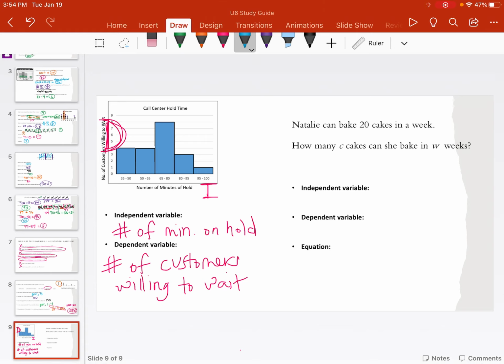All right, over here in our situation, Natalie can bake 20 cakes in a week. How many C cakes can she bake in W weeks? Okay, so our independent is our weeks, right? Time is usually an independent. Our dependent is going to be how many cakes she can make. The cakes depend on how many weeks she's baking them for. So cakes. And our equation is going to look like the cakes she can make are equal to 20 times however many weeks she bakes for. So she does 20 per 1 week. So 20 times however many weeks will tell us how many cakes she can make. And that's it.